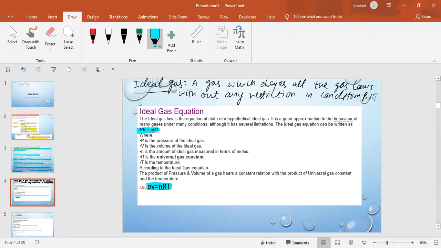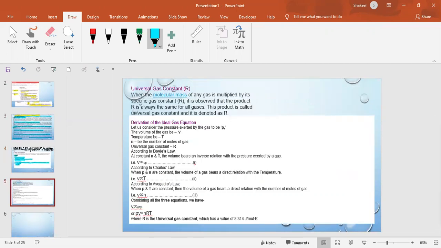So PV = nRT is the first gas equation, where P is the pressure of the ideal gas, V is the volume of the ideal gas, n is the amount of gas measured in moles, R is the universal gas constant, and T is the thermodynamic temperature. The statement is: the product of pressure and volume of the gas bears a constant relation with the product of the universal gas constant and the temperature. So PV is proportional to RT, and then you introduce the constant, which is n. So PV = nRT is the first equation.